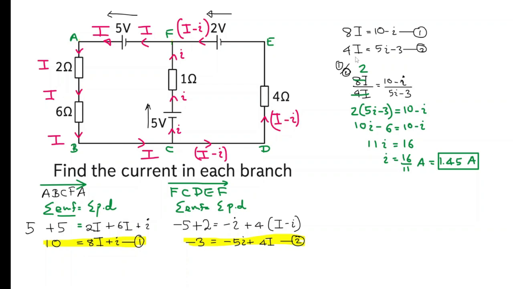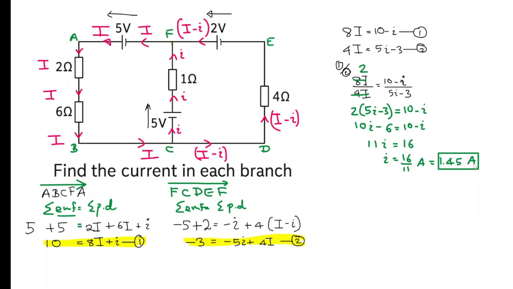Then I did the same thing with the other one and made 4I the subject, and you can just divide equation 1 by 2. So the left hand side is 8I over 4I, equals 10 minus i over 5i minus 3. Now 4I and 8I, that gives you 2. Now I got rid of capital I. So all I need to do is the cross multiplication, and I got the lowercase i as 1.45 amps.